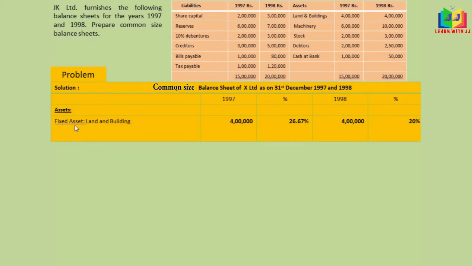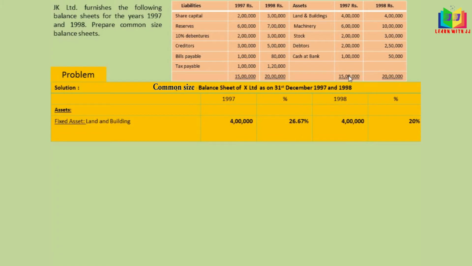First we'll start with the fixed assets. Land and building we will write. It's 4 lakh and 4 lakh, and I have written this 4 lakh and 4 lakh for 1998. This percentage is calculated by dividing this 4 lakh by this total of 15 lakh. 4 lakh divided by 15 will give 26.67 percent. And similarly for the year 1998, this 4 lakh is to be divided by this 20 lakh, so we'll get 20 percent. The corresponding total we have to divide it by.